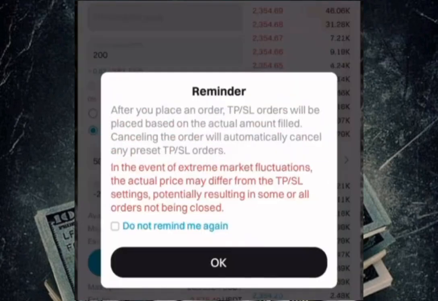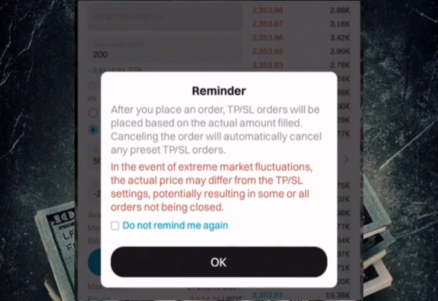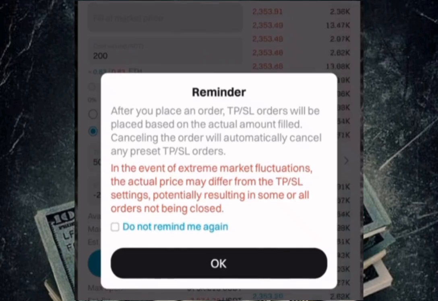Once you click on it, it will bring you this reminder. You can see after you place an order, TP/SL orders will be placed based on the actual amount field. Canceling the order will automatically cancel any preset take profit or stop loss orders. What is it saying? That if you enter this trade right now, they will calculate your take profit and stop loss based on the price at which you enter the trade. And if you cancel the trade at any time, your take profit and stop loss will also be cancelled. That's just what they are telling you. So just click on OK.